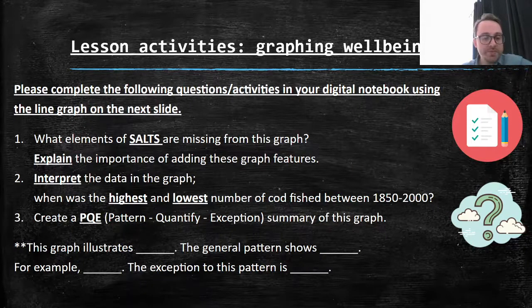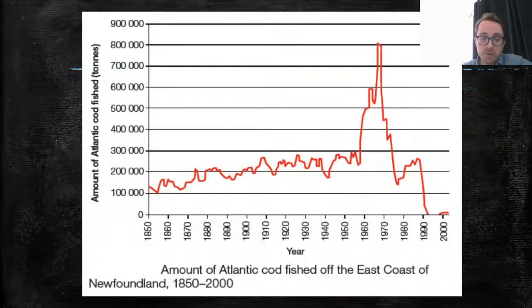Question 2. Interpret the data in this graph. So you're going to have to do some reading, some watching, listening. When was the highest and lowest number of cod, which is a type of fish? When was the highest and lowest number of cod fished between 1850 and 2000? So that's what this graph is showing you.